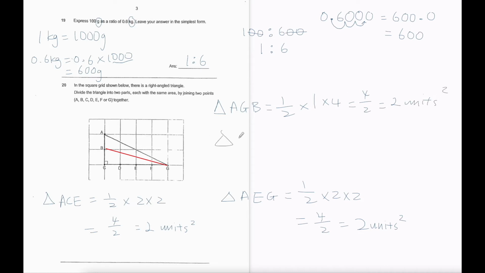And then triangle BCG, my base is 1 unit, and my height is 4 units. And that's it. Okay? So, I mean, we can also see it this way, which is half times 4 times 1. Whichever way will work. Okay? So there are actually 2 answers to this question.